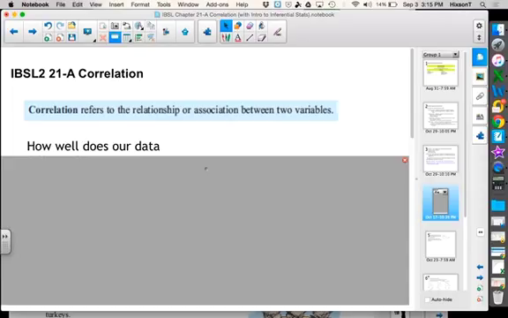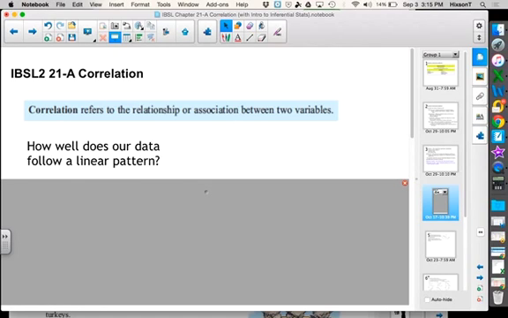Okay? We already mentioned that correlation refers to a relationship between two variables. Correlation. We're going to be looking specifically at ones that follow a linear relationship or a linear pattern. And the question we want to ask is, how well does our data follow the linear pattern? As our independent variable increases, does our dependent variable change consistently?